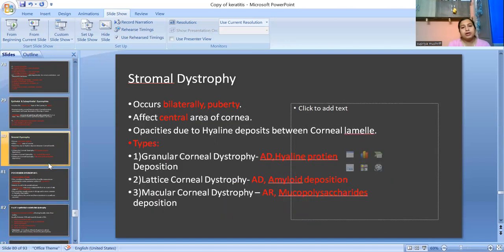Stromal dystrophy occurs bilaterally, starting at puberty, and affects the central area of the cornea. Opacity is due to deposits between corneal lamellae. Types include granular corneal dystrophy, which is autosomal dominant with hyaline protein deposition. Lattice corneal dystrophy is again autosomal dominant in nature with amyloid deposition. Macular corneal dystrophy is autosomal recessive in nature with mucopolysaccharide deposition.